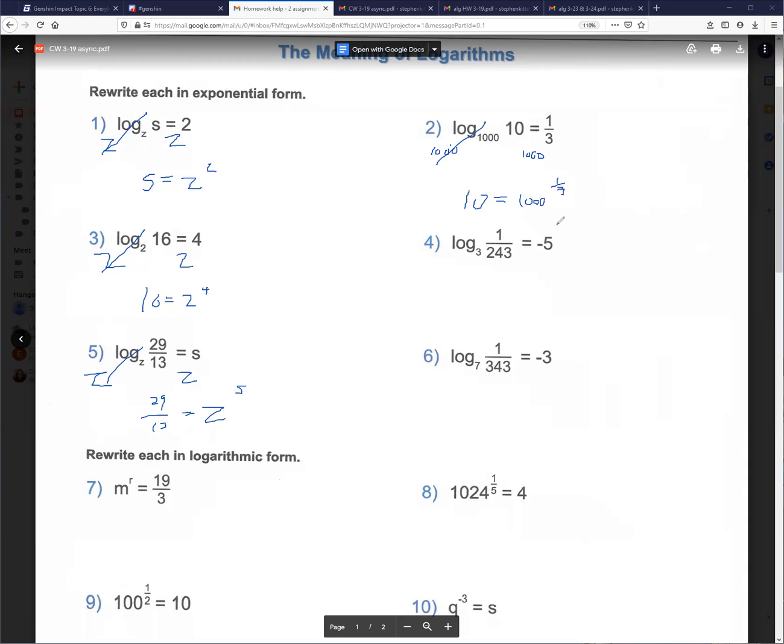And if I keep going like this, logically you can see that 1 over 243 is going to be equal to 3 to the -5th. 1 over 343 is going to be equal to 7 to the -3rd. And that should give you the idea of how to approach these top questions. Now, I'm going to have to clear this so I can scroll down, so make sure you got what you need.